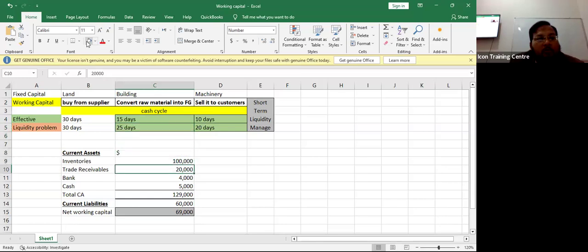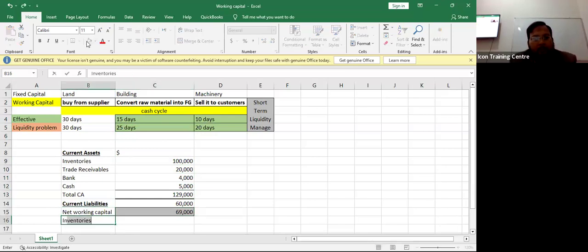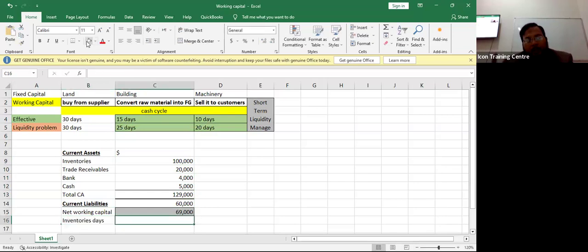If your inventory days are also low, always compare net working capital with your inventory days. Always remember. Let's suppose your inventory days, just as an example, are 25 days. That shows you can easily convert your inventory into finished goods. It takes you 25 days to convert raw material into inventory, finished goods, right?